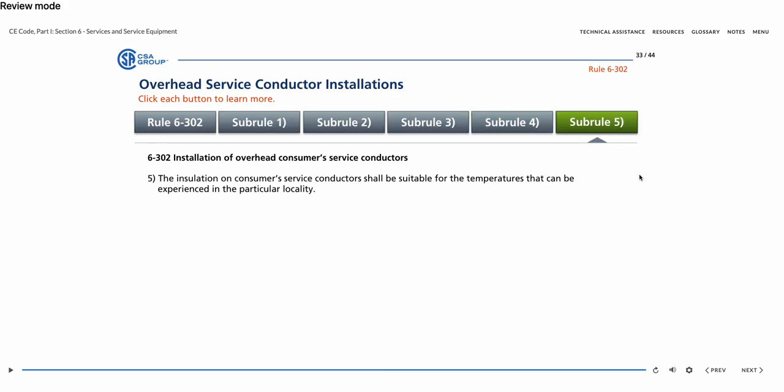Subrule 5 is intended to ensure that cables and conductors do not crack due to flexing in cold weather conditions, and that the insulation does not deteriorate as a result of ultraviolet rays from sunlight. See Rule 2-130. This subrule requires that the conductors be of a type and temperature rating suitable for local weather conditions.